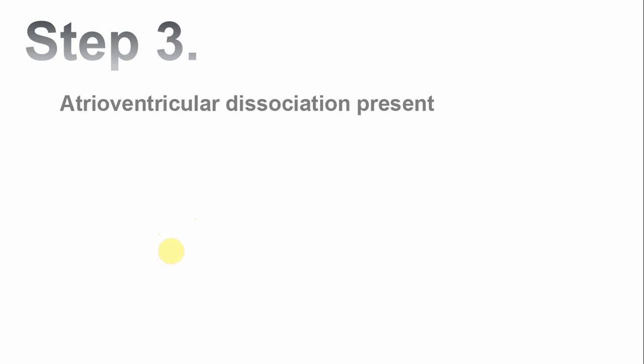Now, the way you look at the atrioventricular dissociation in the wide complex tachycardia is to look for the P wave. Sometimes the P wave can be buried into the QRS complexes, and if that is the case, this is going to be VT. Brugada criteria step 3: the presence of atrioventricular dissociation.